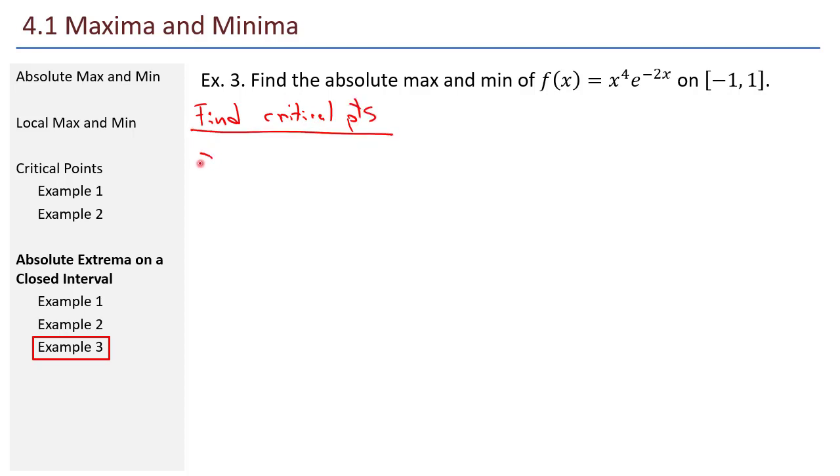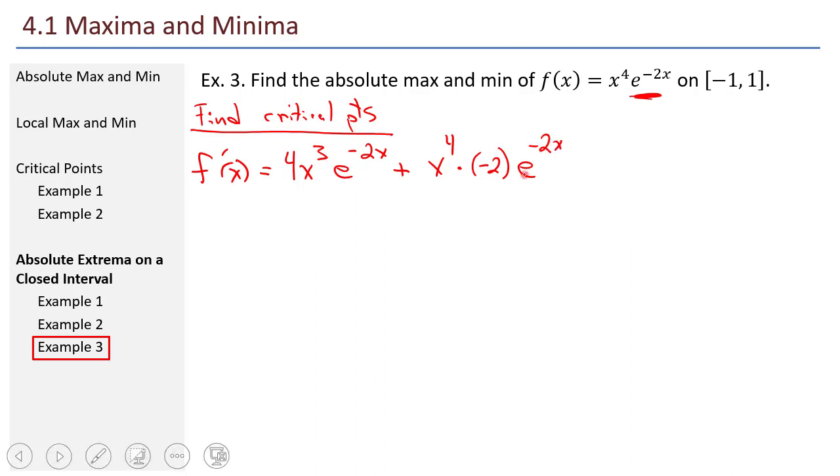So I'll find my derivative, f prime of x, and I need a product rule. So 4x cubed e to the -2x plus x to the 4 times, now I need a chain rule. What is the derivative of e to the -2x? The derivative of -2x is -2, so I'll bring the -2 down, e to the -2x.